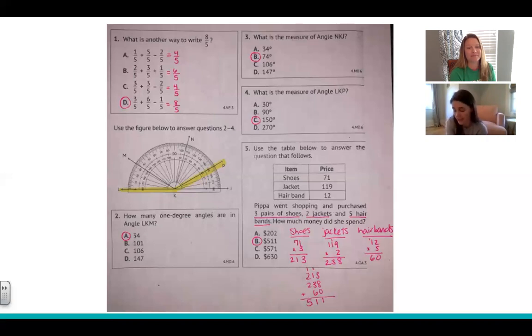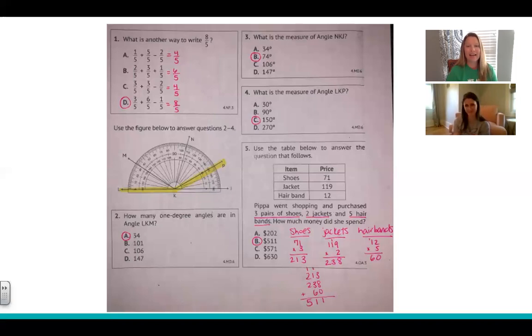Depending where it's touching, which side are we going to start on? Well, look, the L is touching the 0, so we're looking at the outside numbers, and it's obtuse, so it opens all the way up to, oh, this one's easy. It's exactly on 150. So that would be C, 150 degrees. That one was an easy one. But we didn't just guess and go on, we proved it.